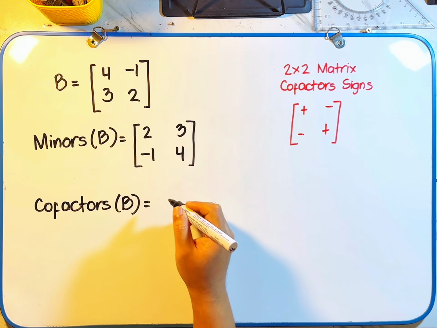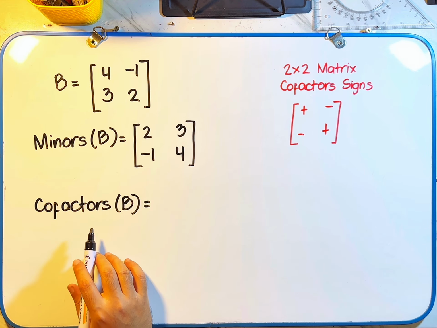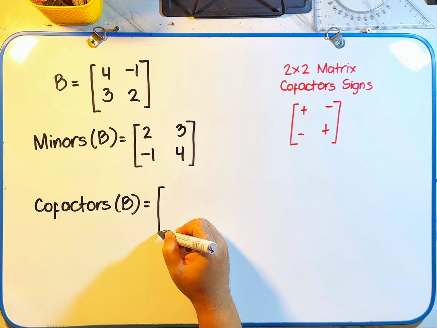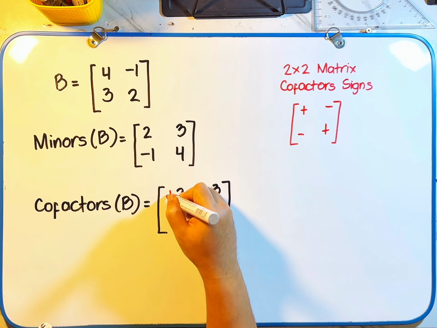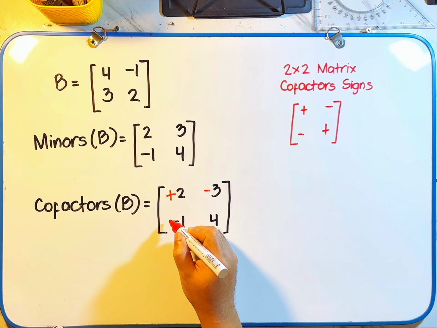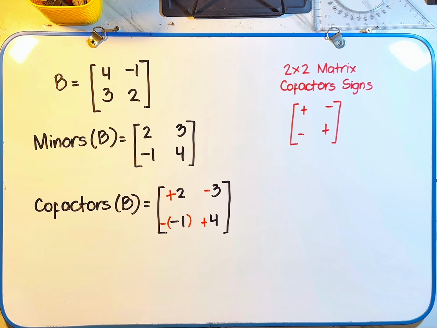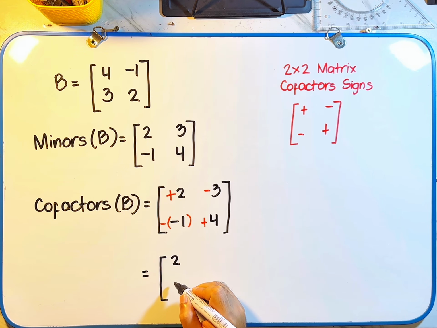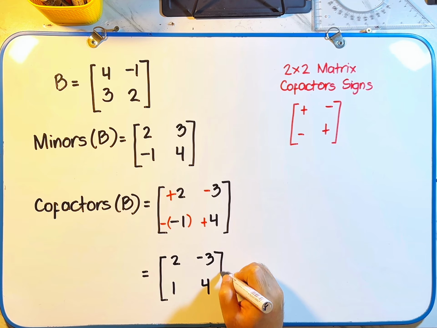So the cofactors of matrix B, first let's copy the minors. So this tells you that in order to find the cofactors, you need to find minors first. Applying the 2 by 2 matrix cofactor signs, we have plus here, we have minus here, and then minus here, and then plus right here. That's it. Which means the cofactors, we have 2, positive 1, negative 3, positive 4.